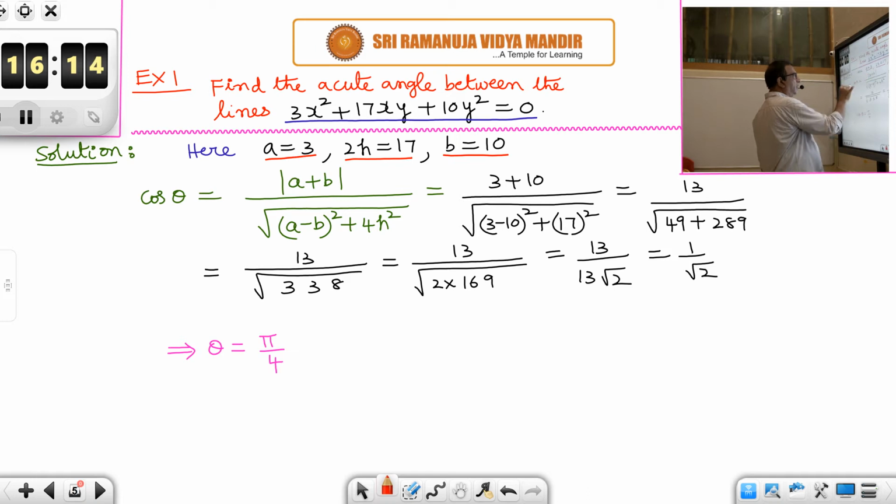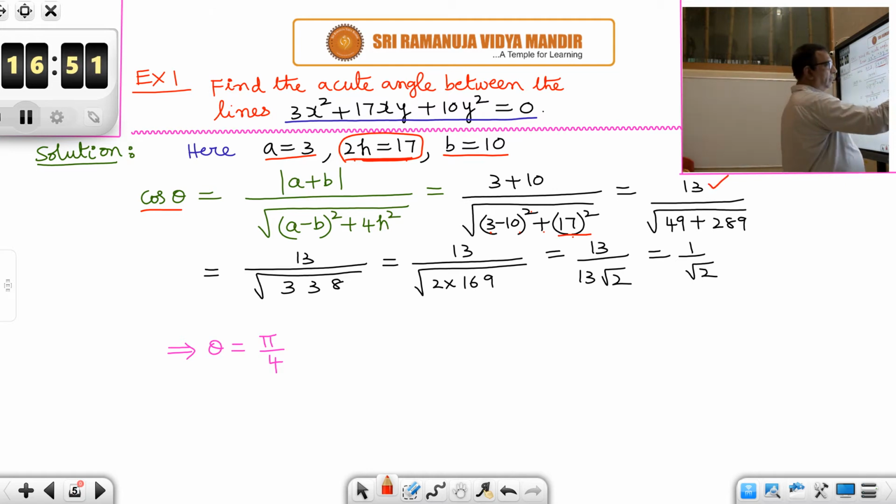Okay, now we have to find the acute angle. What is the formula for cos theta? Mod of a plus b by root of a minus b whole square plus 4h square. a is 3, b is 10. So 3 plus 10, mod is not required because 3 plus 10 is positive. For a positive quantity, modulus is not required. By root of a minus b whole square, 3 minus 10 whole square, plus 4h square, means 2h whole square only, is it not? 2h is 17, 2h whole square is 4h square. So just write 17 square.